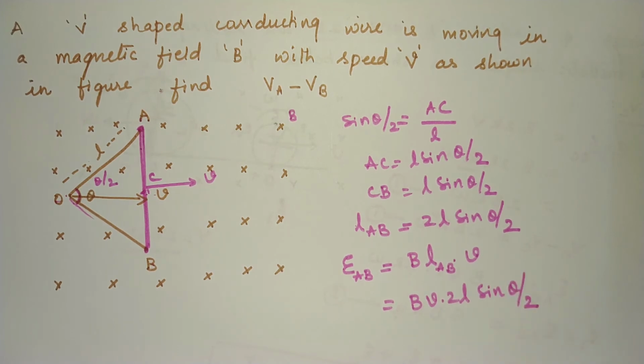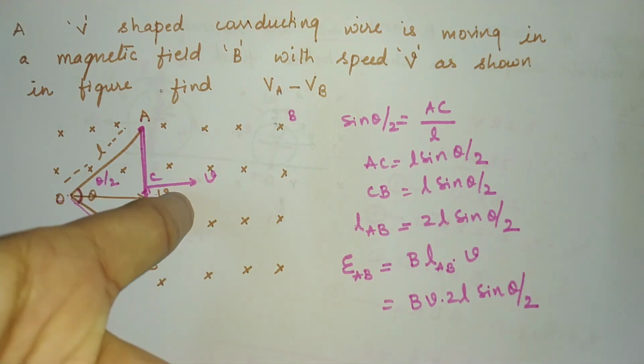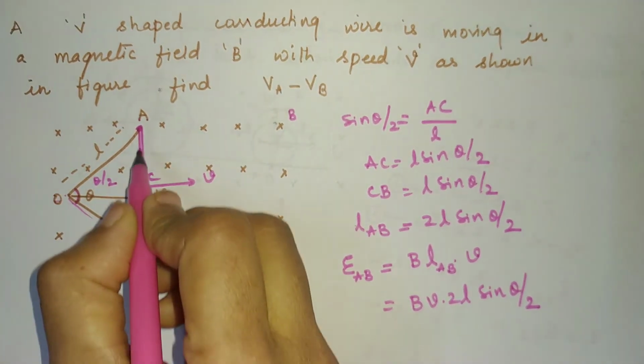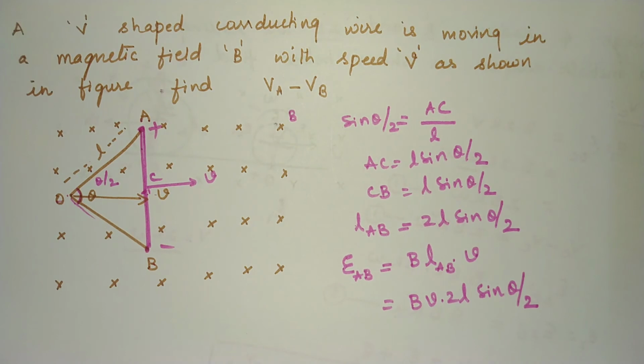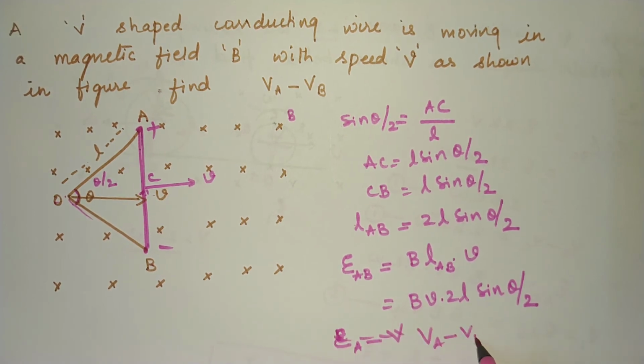Now which end is positive and which end is negative? Using the Lorentz force condition, field is inward, velocity is middle finger, thumb is pointing out upward. So positive charge will move up. This is negative. So A is positive. So if I write it as VA, VA minus VB is equal to 2 B into V into L into sine theta by 2. Okay, this is how you can find out the potential difference.